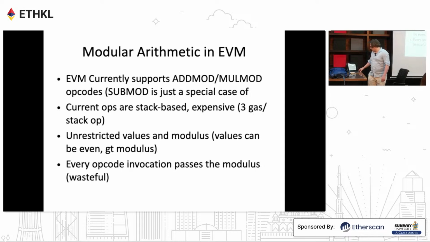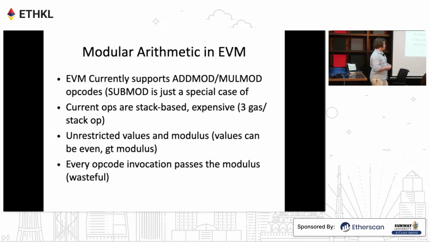So in the EVM, we currently have two opcodes, addmod and mulmod. They're very expensive. These opcodes take inputs as stack parameters and output something on the stack. The stack operations themselves are expensive. The opcodes themselves are expensive. It adds up to be about 18 gas per invocation, which is a lot.